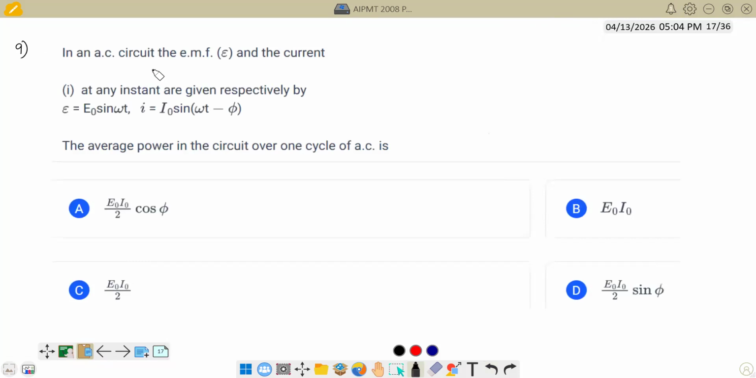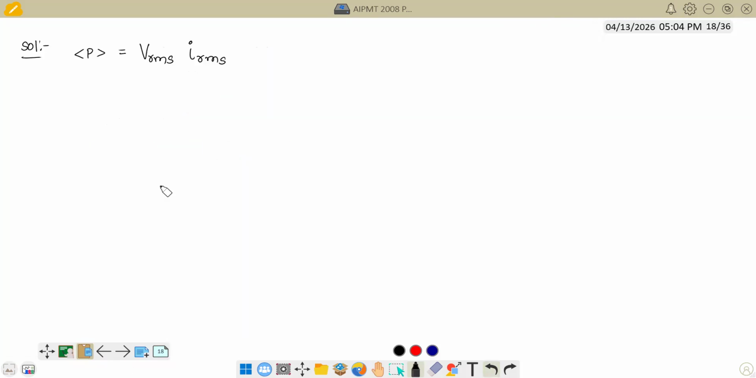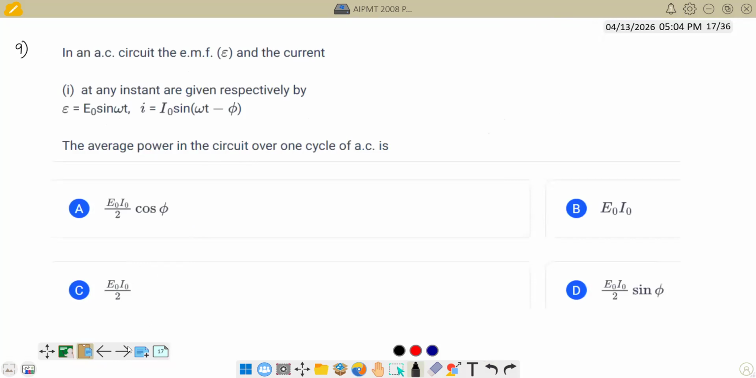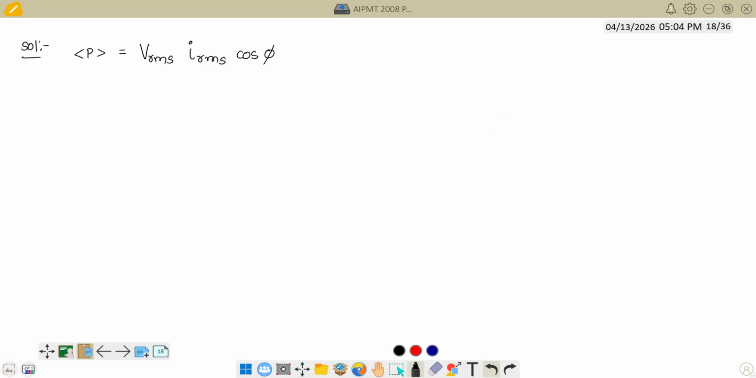So the question says, in an AC circuit, the EMF E and the current I at any instant are given by E equals E naught sine omega t, I equals I naught sine omega t minus phi. The average power in the circuit over one cycle of AC is. So average power is VRMS into IRMS into cos phi. But here, the phi that we write in the formula and the phi that is given in the question are different. So to avoid confusion, I will write cos delta or something like that.